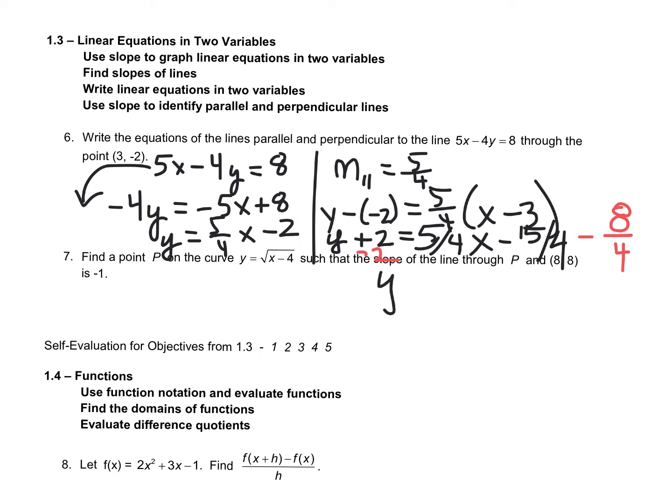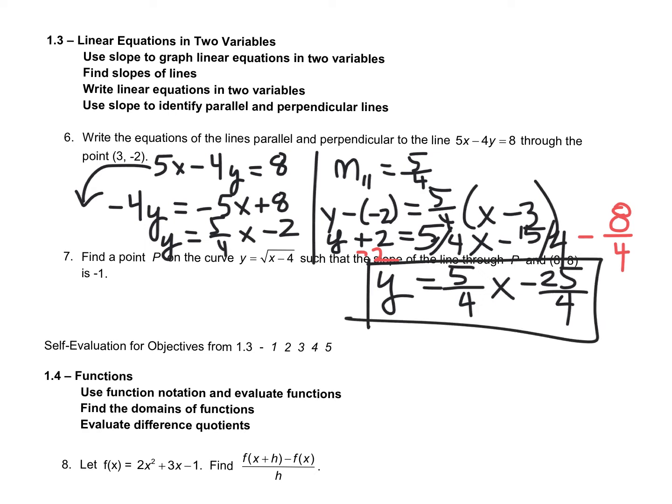Run out of room here, but I'm just going to go right here. y equals 5/4 x. And now if I have negative 15 minus 8, I have negative 23 of those. So my parallel line that goes through the point (3, -2) is that right there.